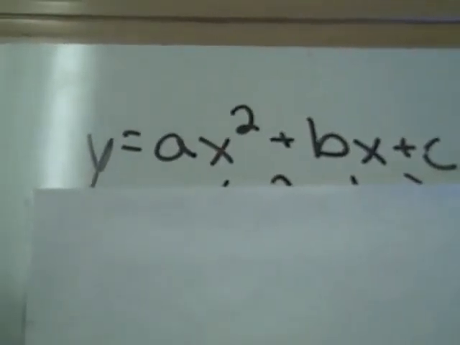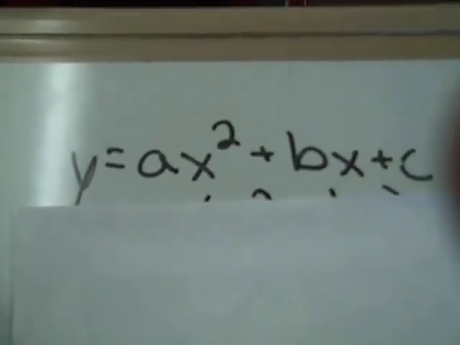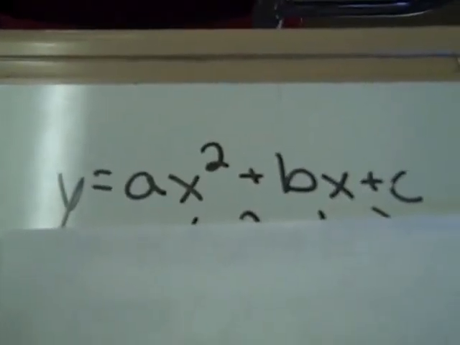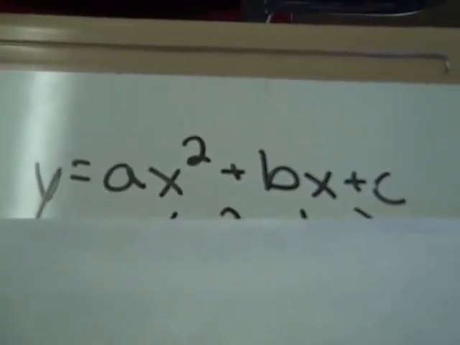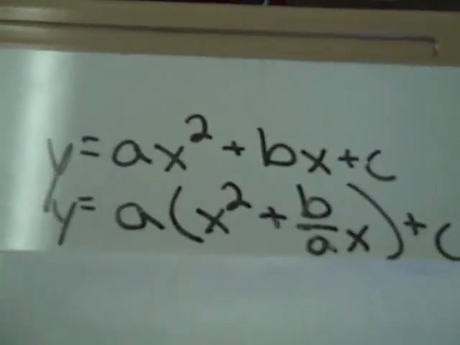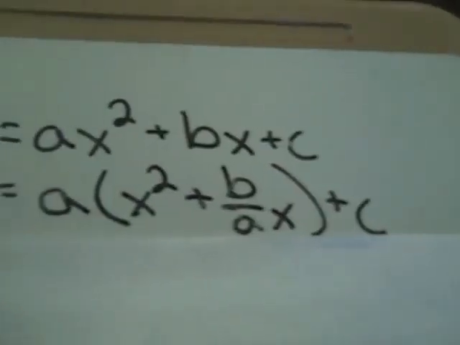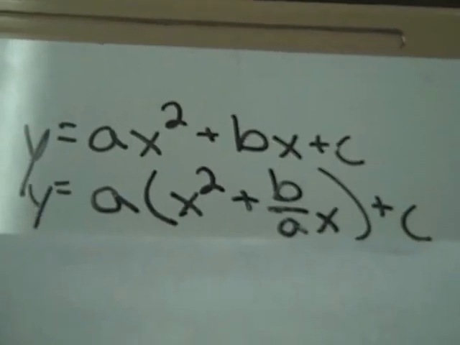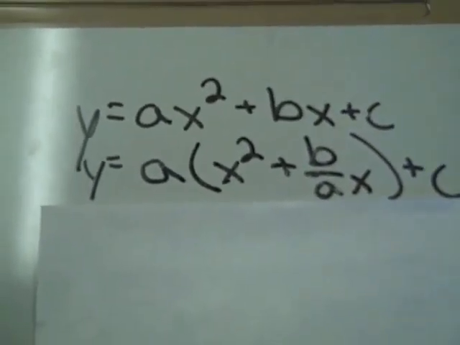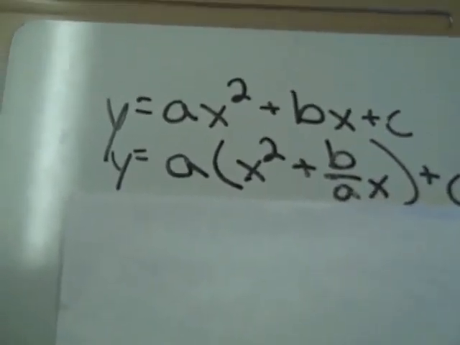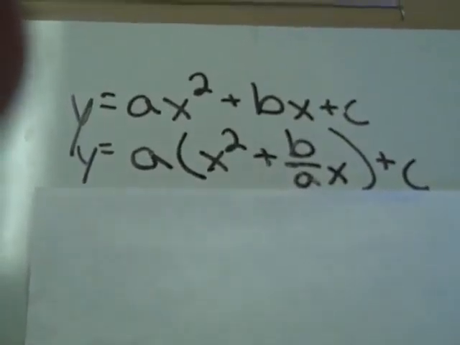We need to convert the equation into vertex form. The first step into converting an equation into vertex form is starting in standard form. Standard form is y equals ax squared plus bx plus c. The next step is factoring the a out of the ax squared plus bx. So then you get y equals a times x squared plus b over a x, plus c.